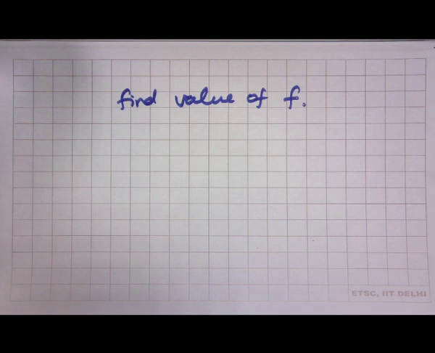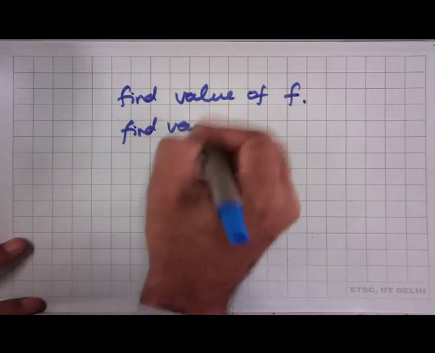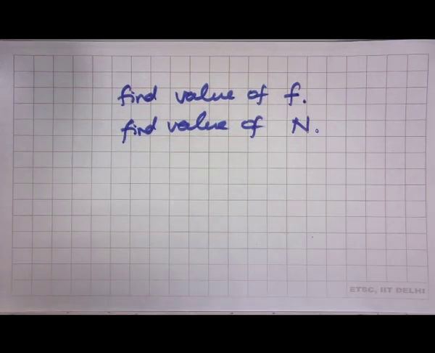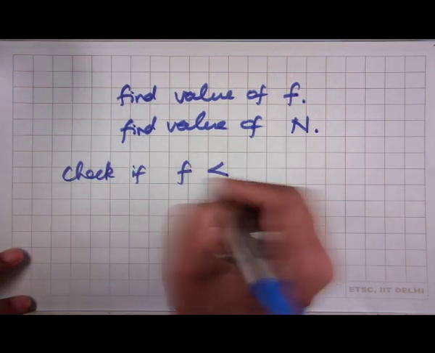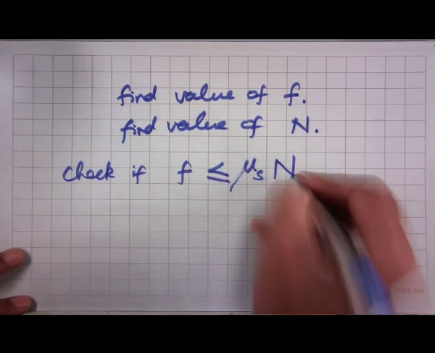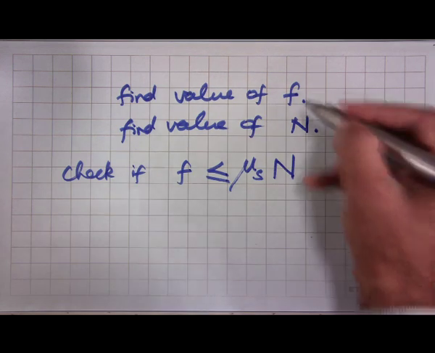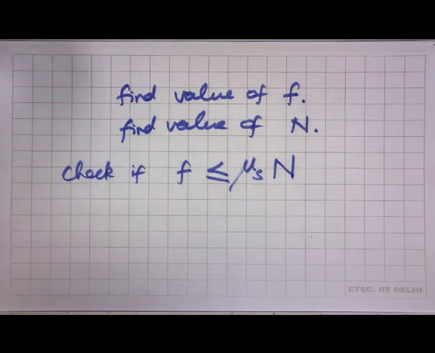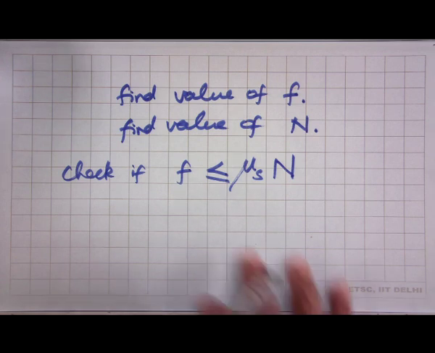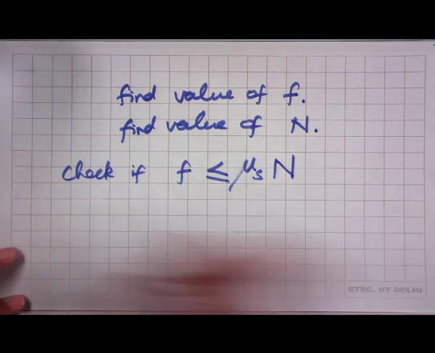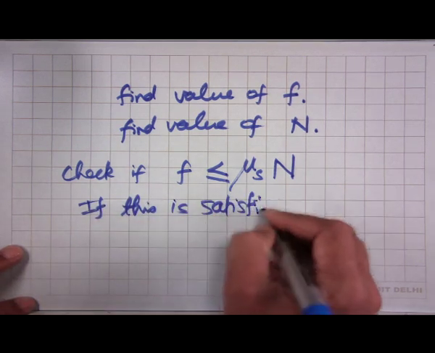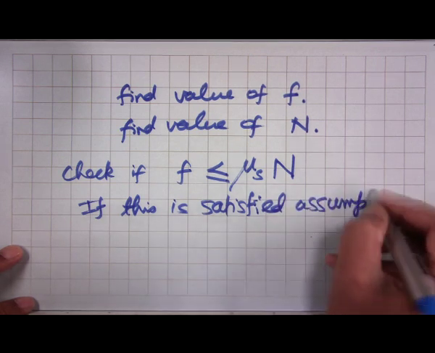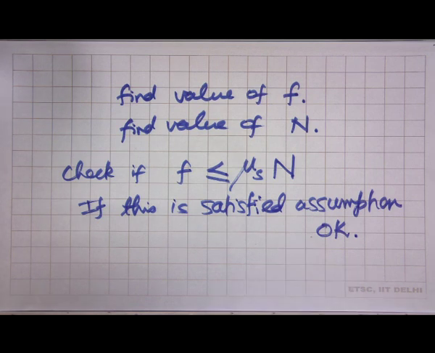The problem is not complete. Then what we do is we also find the value of N, and then we check if f is less than or equal to mu s N or not. We have the value of f, we have the value of N, we will do this check. Mu s generally would be given to you. So, therefore, you check this. If this is satisfied, the assumption is okay and we have found the right solution.